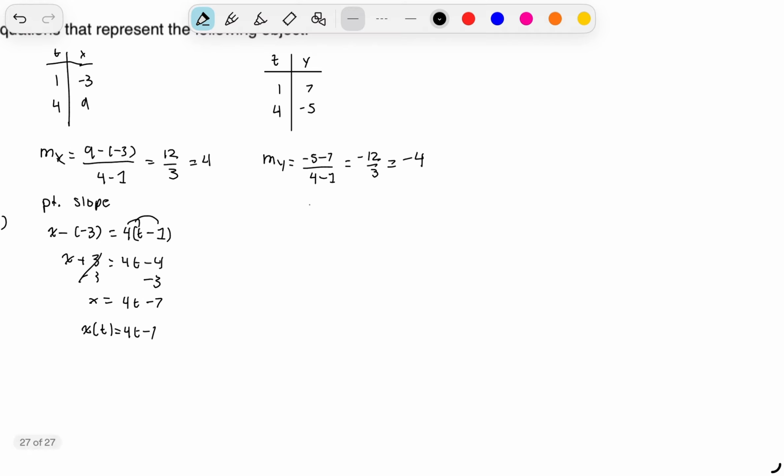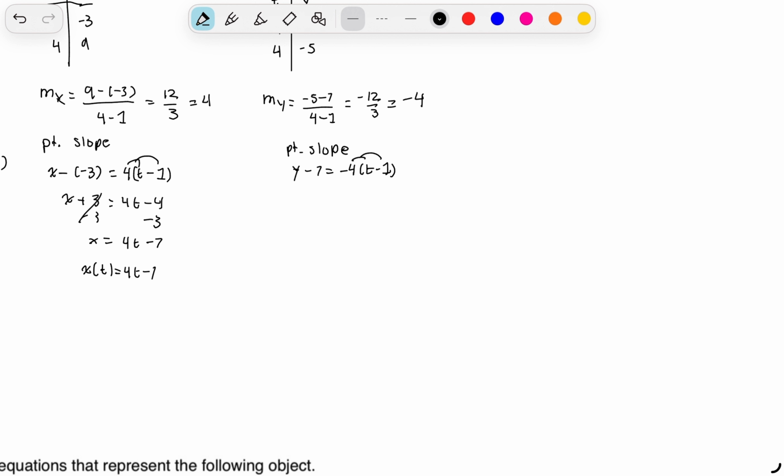Now you're going to use point slope form. You're going to have y minus 7 is equal to negative 4 times (t minus 1). If you distribute that, you have y minus 7 is equal to negative 4t plus 4, and you can add 7 to both sides. You are going to be left with y is equal to negative 4t plus 11. Now you have y of t is equal to negative 4t plus 11.